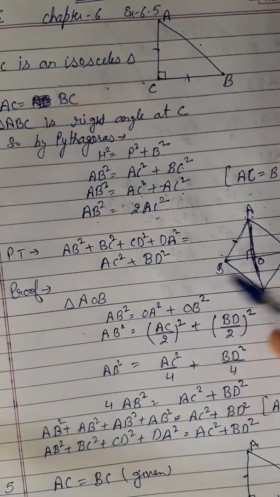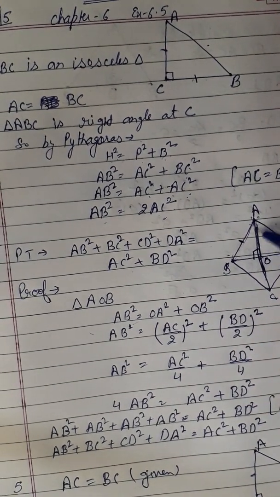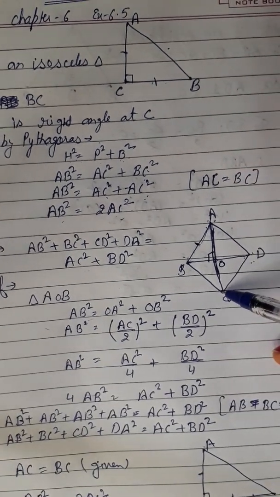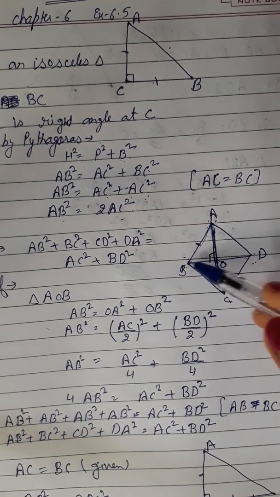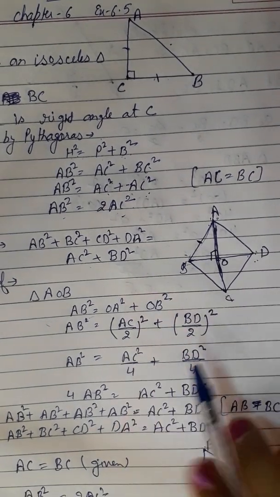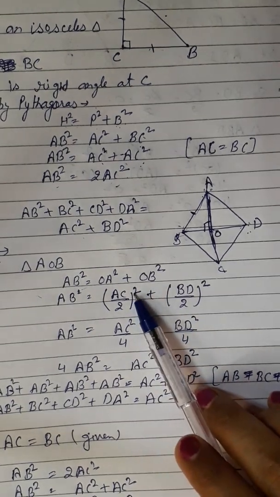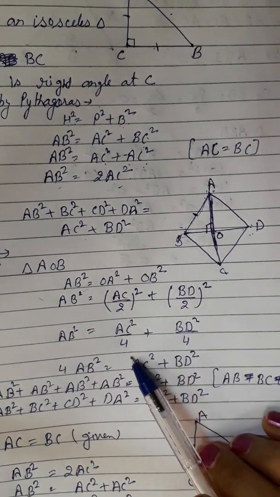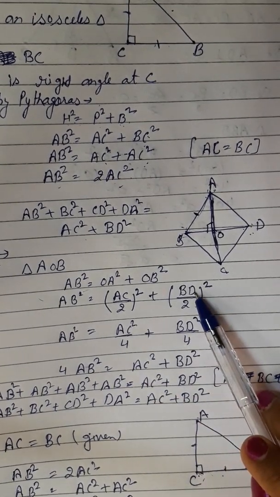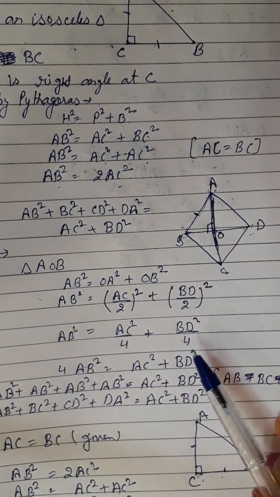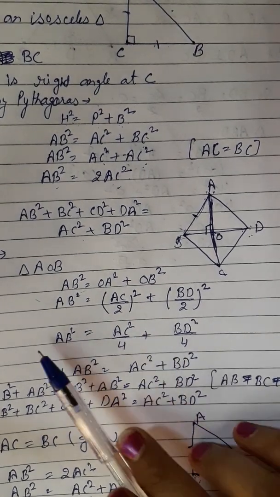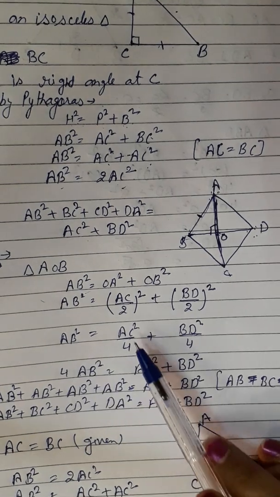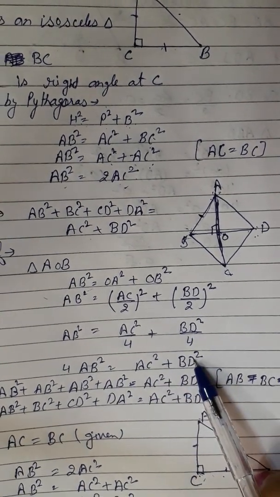Okay. So now in the place of OA I can write half of AC. And in the place of OB I can write half of BD. So square is there when I open the bracket. So AC square as it is and 2 square that become 4. And here BD square as it is and 2 square 4. Now take LCM, 4 and 4 can shift there by cross multiply. So it become 4 AB square is equal to AC square plus BD square.